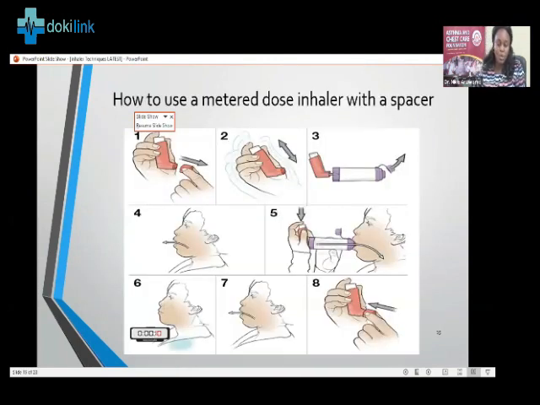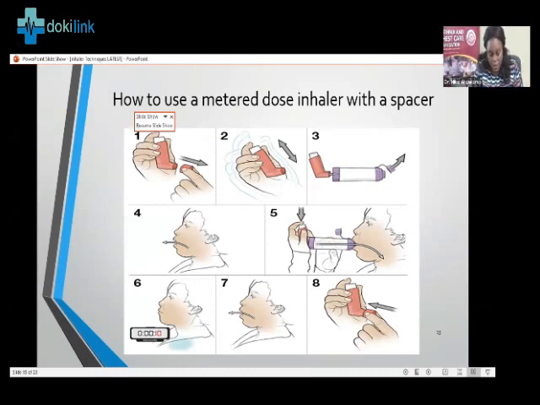Now, how do we make use of the spacer device? Just like before, the first step, I want to open my inhaler. This is the pressurized metered dose inhaler. I want to remove the cap, then shake the inhaler, then attach the pressurized metered dose inhaler at the end of this spacer device.